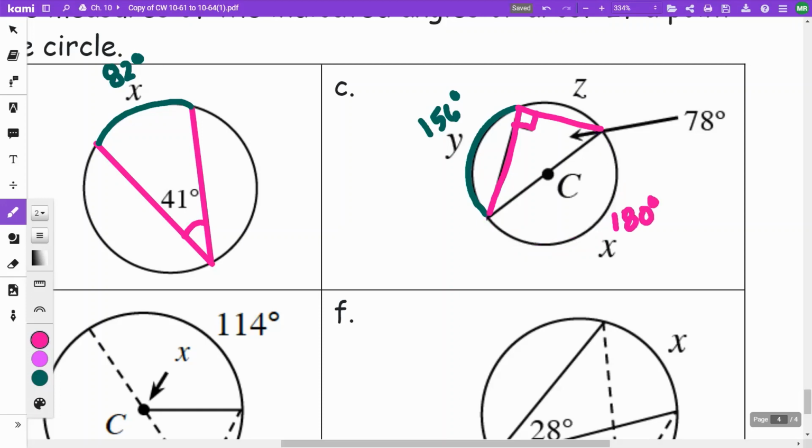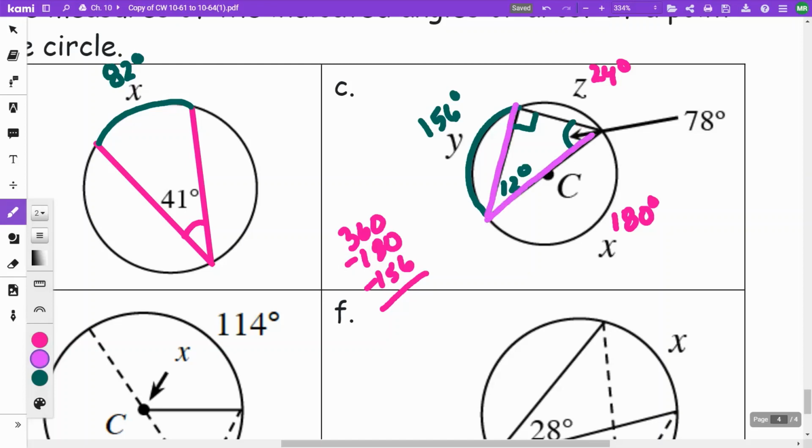Now at this point, I could actually take 360 minus 180, which is 180, minus 156, and end up getting my Z. So when I do that math, I end up getting 24 degrees. But I can also get that same thing because if I know that this is 78 degrees, I know that this is 90 degrees. In a triangle, this is going to be the rest of the 180, which is 12. So when I have this inscribed angle that's 12 degrees forming this arc, the arc is going to be double, which is going to be 24 degrees.